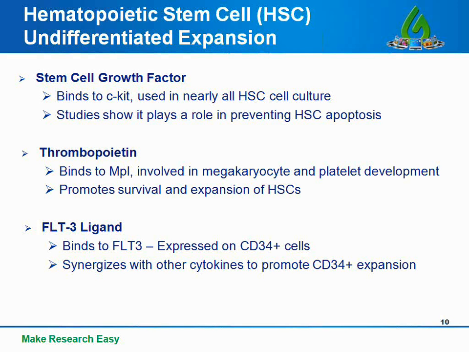Now, while it is a good idea to refrain from using FBS in HSC culture, there are 3 cytokines that are critical for optimal expansion and differentiation. These 3 cytokines are listed, and they are stem cell factor, thrombopoietin, referred to as TPO, and FLT3 ligand.